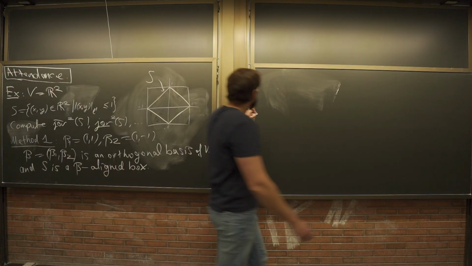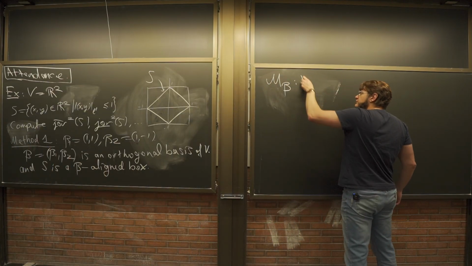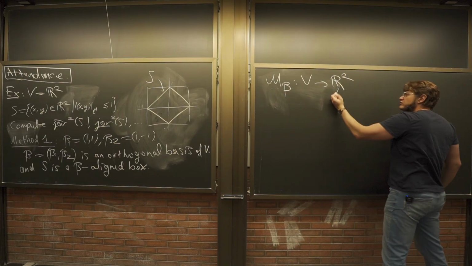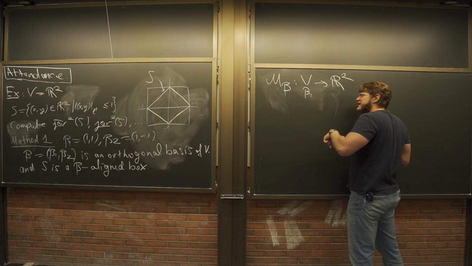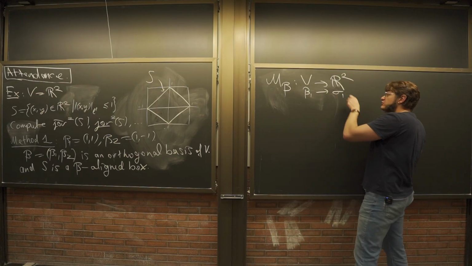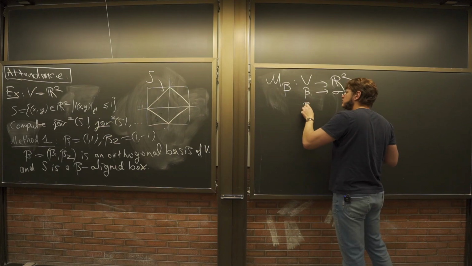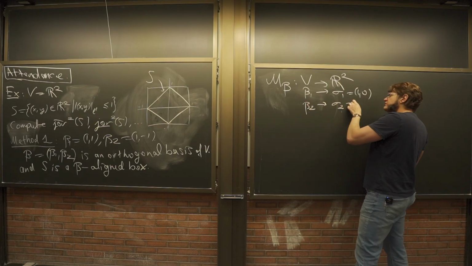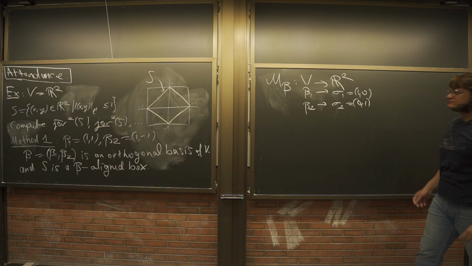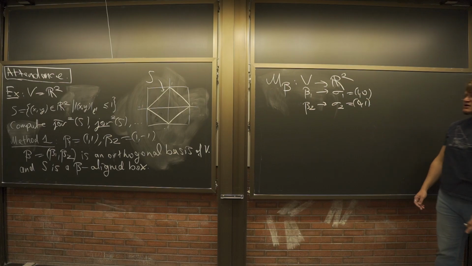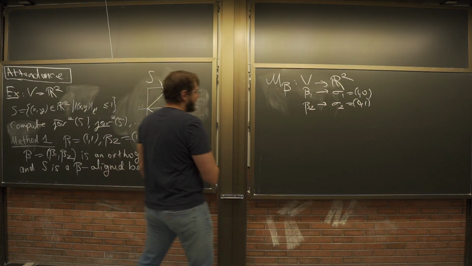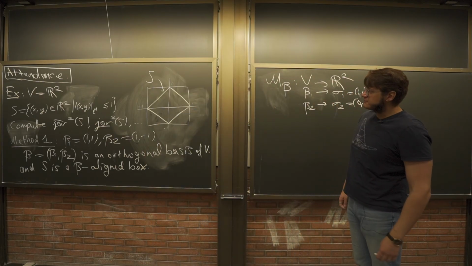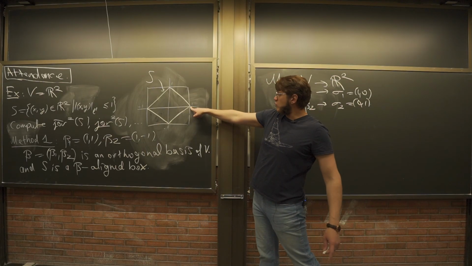So I need to use this m sub beta. Goes from E into R2. And how does this operate? Takes beta 1 into, let's call it sigma 1. This is (1, 0). Beta 2 into sigma 2, which is (0, 1). Right? Now, under this transformation, what happens to this box? What happens to this S? Well, I can just, again, as before, keep track of the corners. So for instance, (1, 0).